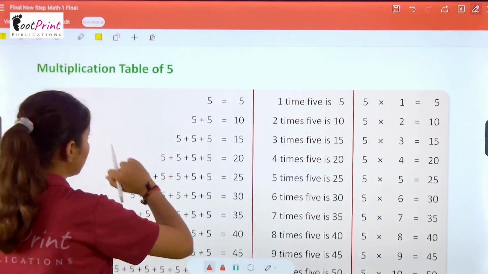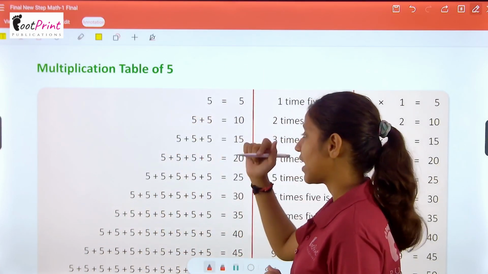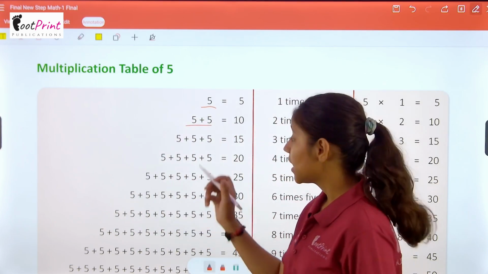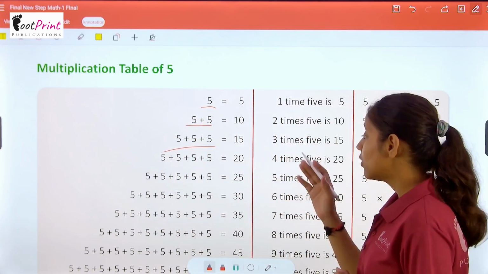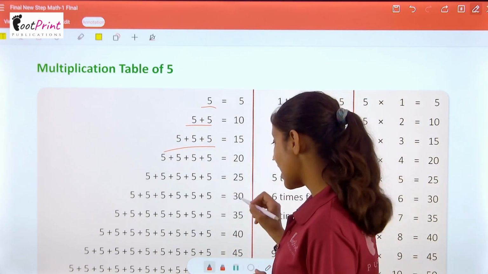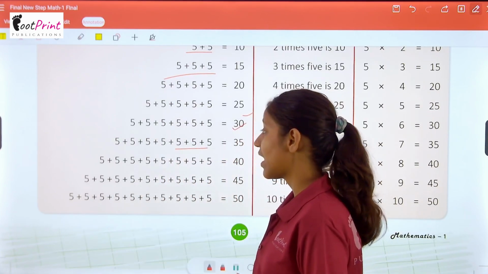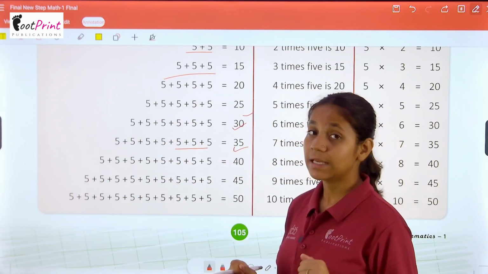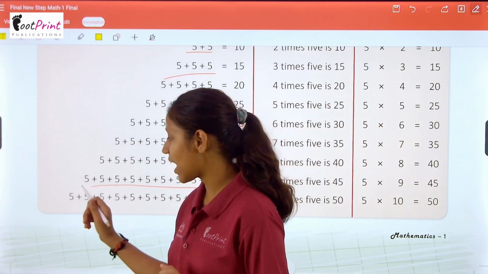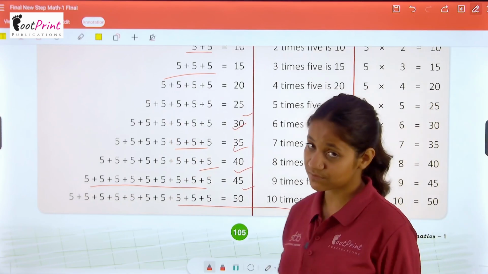Now we have the multiplication table of 5. So 1 times 5 is 5, 2 times 5 is 10, 3 times 5 is 15, 4 times 5 is 20, 5 times 5 is 25, 6 times 5 is 30, 7 times 5 is 35, 8 times 5 is 40, 9 times 5 is 45, and 10 times 5 is 50.